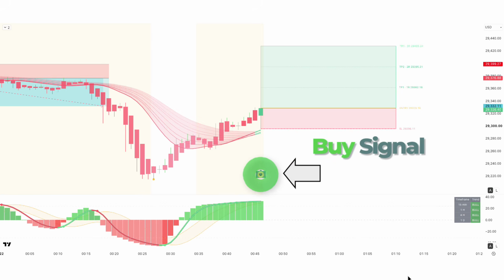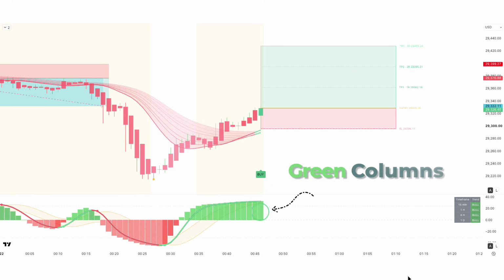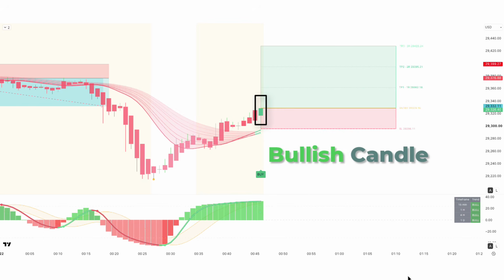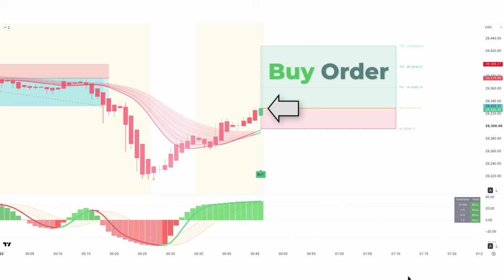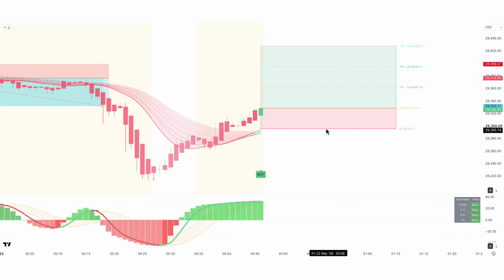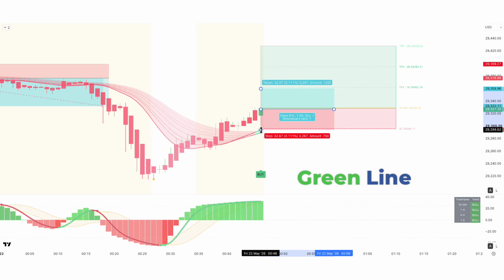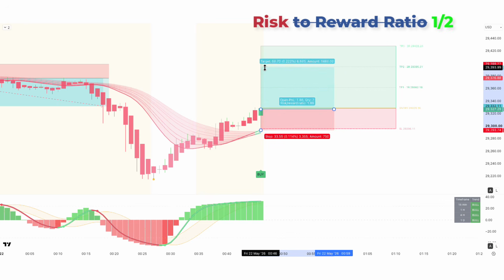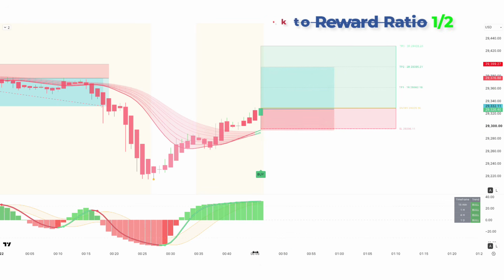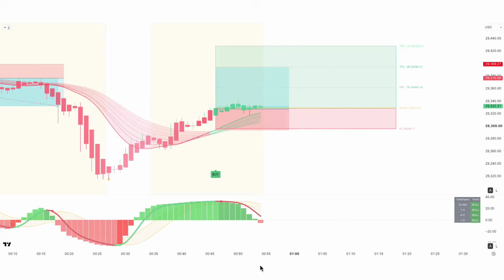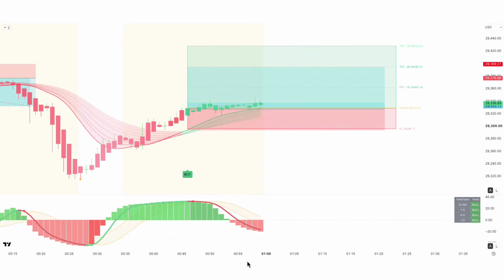Here, the Adaptive Momentum Ribbon arrow up is a buy signal. Here, the Xtrender indicator shows green columns. Here, the market has made a bullish candle to give confirmation. So all our conditions are being fulfilled, so we are placing an order to buy. Our stop loss is to be placed at the green line, and the risk to reward ratio will be 1:2. Let's see what happens to our trade. Our trade is running in profit.